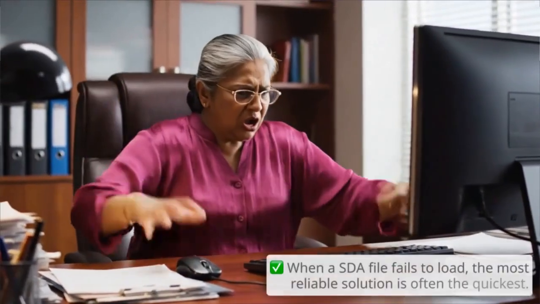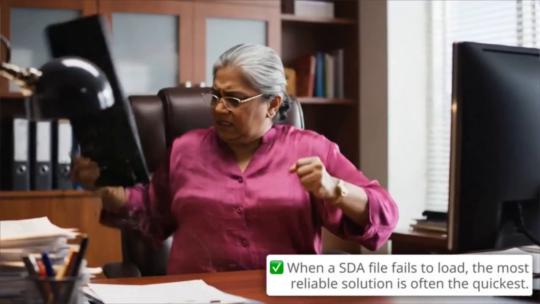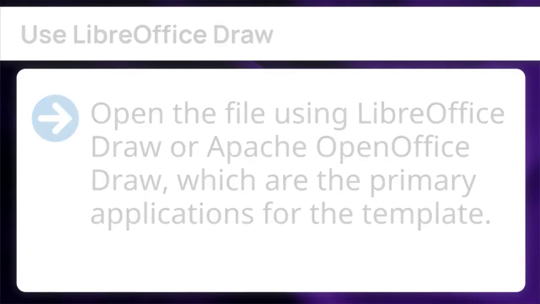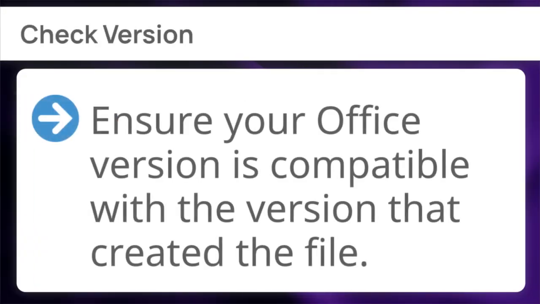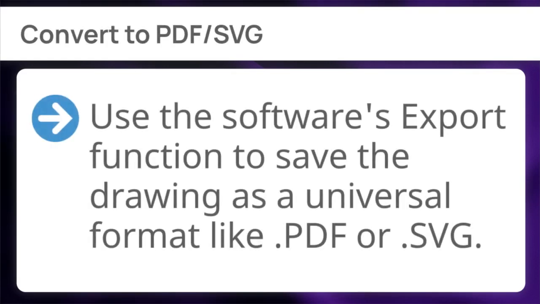Because your SDA file is still failing to open, the issue is contained within 3 basic categories. Review this checklist now for the common causes and their solutions. First, use LibreOffice Draw. Open the file using LibreOffice Draw or Apache OpenOffice Draw, which are the primary applications for the template. Next, check version. Ensure your Office version is compatible with the version that created the file. Finally, convert to PDF SVG. Use the software's export function to save the drawing as a universal format like .pdf or .dsvg.